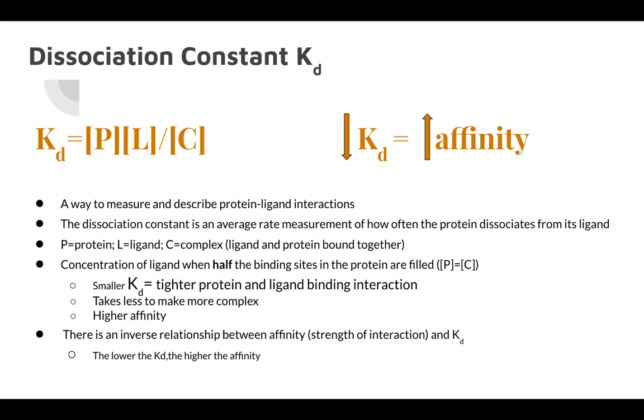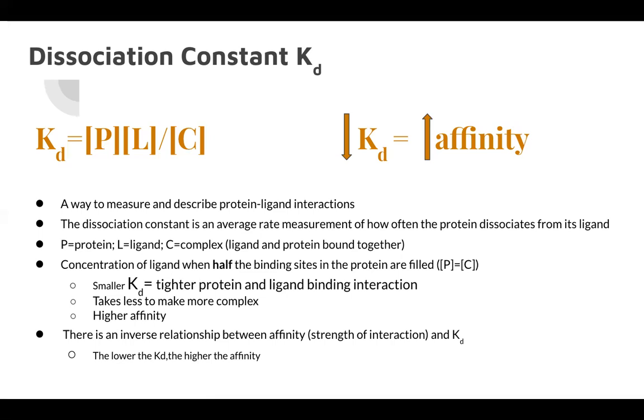The equation for KD is in this top corner here, where it's P times L divided by C, where P is the concentration of proteins, L is the concentration of ligands, and C is the concentration of the complex. And complex just means when the protein and the ligand are bonded together. Essentially, what this KD is looking for is the concentration of ligand when half of the binding sites of the proteins are filled. So when you have half complex and half free protein, that's also P is equal to C.